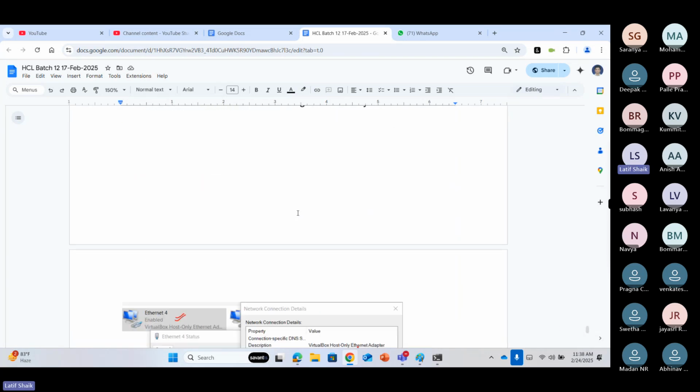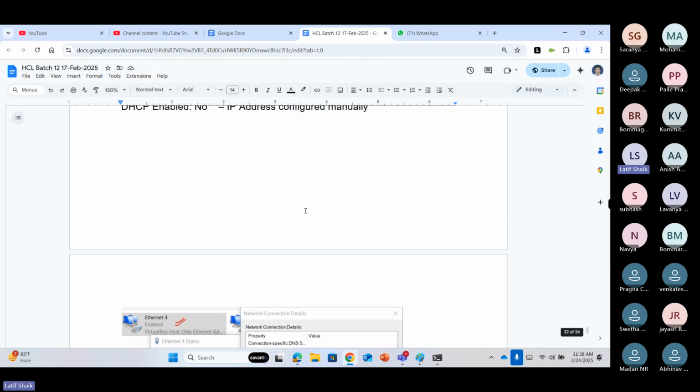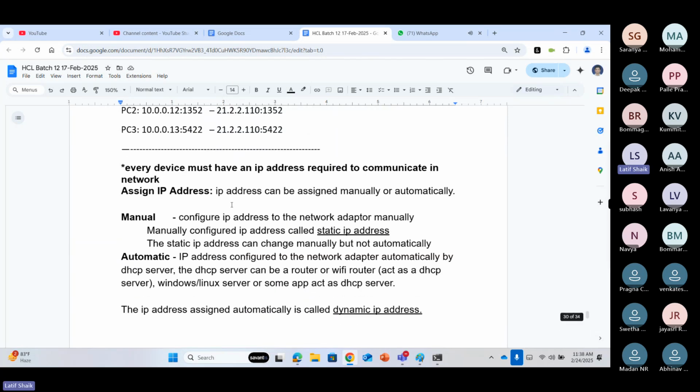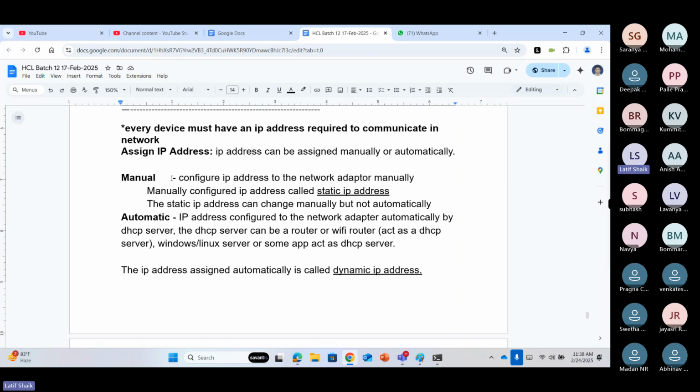How to assign an IP address, APIPA. Already you know how to assign an IP address. Every device must have an IP address to communicate in the network. You can assign an IP address manually or automatically. If you assign it manually, that is a static IP address, and static IP addresses can only be changed manually.